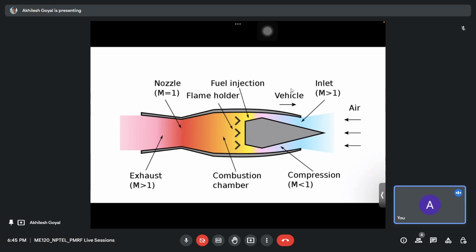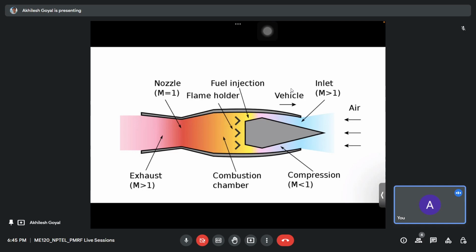The compression of air happens because of the ramming effect of the air, not because of a fan pushing the air inside the compressor. So that is a ramjet engine. In the case of ramjet engines, the compression of inlet air happens because of the ramming effect of air, not by a fan pushing the air inside the compressor.